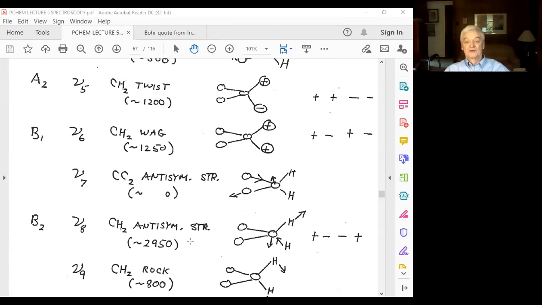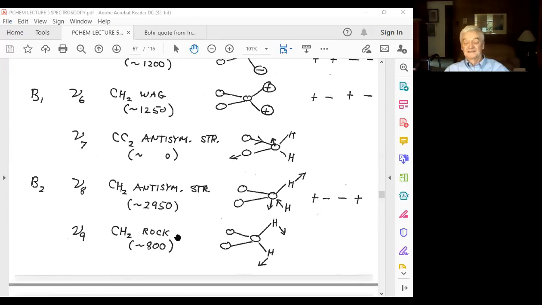Then finally here we're back to the CH2 stretches again. The anti-symmetric stretches tend to be higher than symmetric stretches. So this is about 2950. And finally, we have the CH2 rock, which is always lowest. So a CH2 group always will have 6 vibrations: a symmetric stretch, an anti-symmetric stretch, a twist, a wag, a deformation, which is also called a scissors, and a rock.